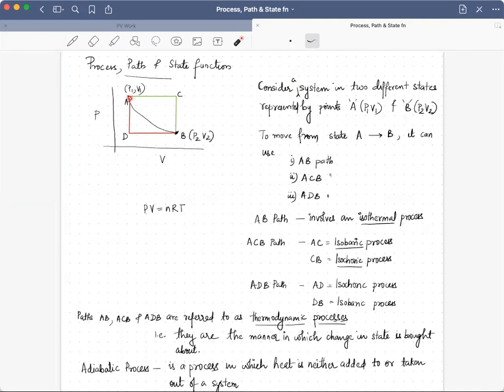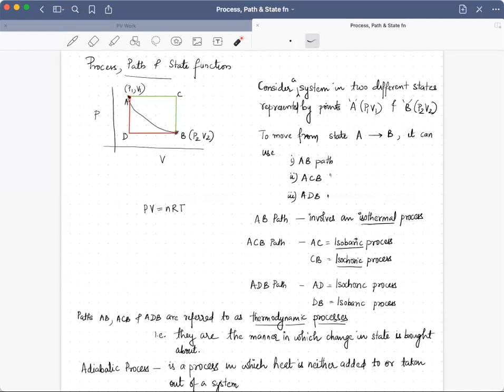So here you can see there is a point A and a point B, which represent the two different states of the same system. When I say state of the system, we definitely require variables to define the state of the system. And hence, for defining the system in state A, we have the state variables such as pressure and volume. So here, state A is represented by pressure P1 and volume V1.